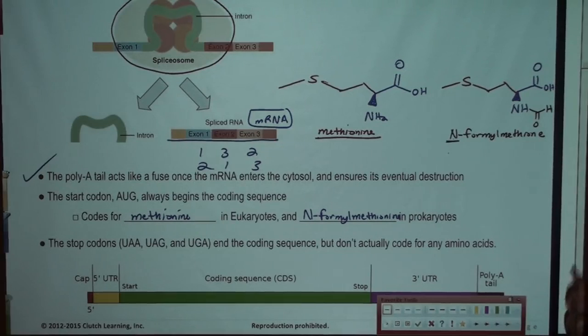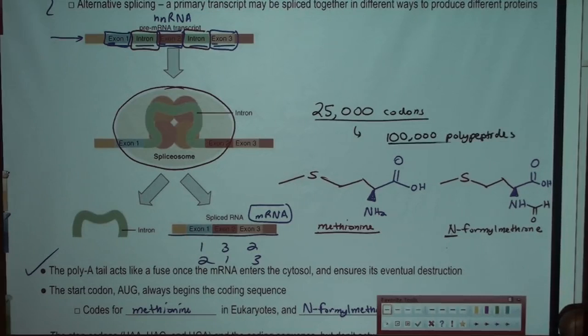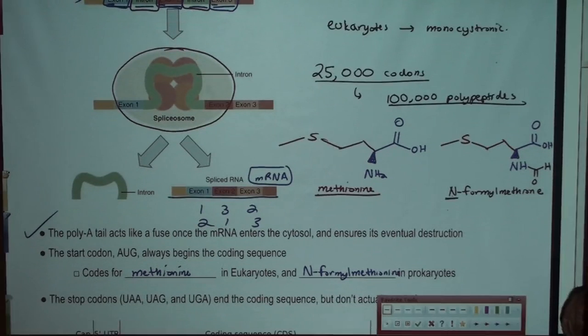So when it comes to translation, the first amino acid that's brought in for eukaryotes is methionine. For prokaryotes, it's N-formal methionine. Okay, so it's just a modified methionine. And again, for eukaryotes, we can make different arrangements of your exons to create different types of polypeptides. So because of this, you might start out with 25,000 codons, but you can end up with 100,000 different types of polypeptides. So this is a common example that's used. Remember, eukaryotes, like we said earlier, are monocistronic. So they use RNA splicing to come up with different arrangements of their codons to create different types of polypeptides.